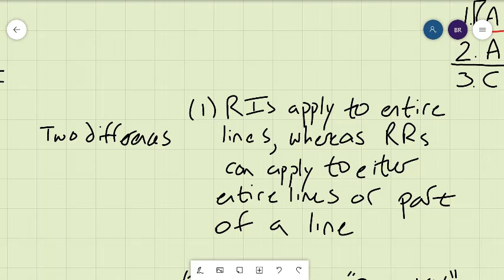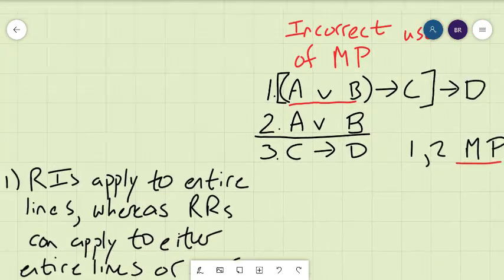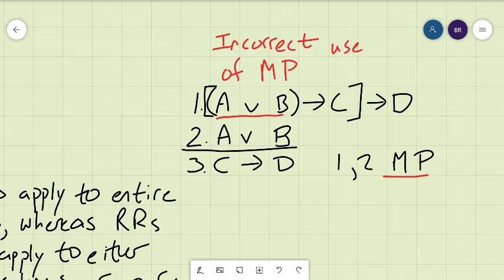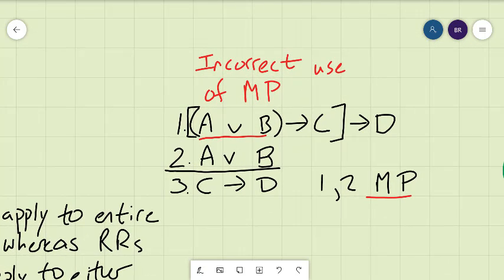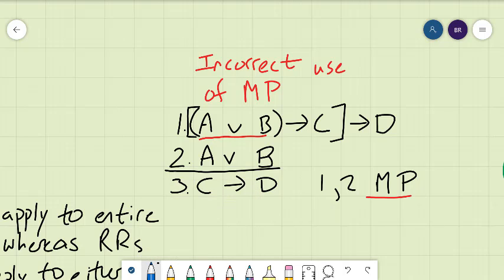replacement can apply to either entire lines, or you can break into a line and use rules of replacement to replace parts of lines or parts of entire complex well-formed formulae according to the rules that are given, so that you can't do this just in any way you want, but there are patterns that you can follow, and if you follow them correctly, you can, preserving logical equivalence, replace certain parts of a line for another part of a line.